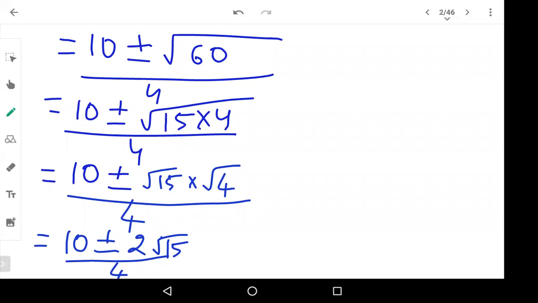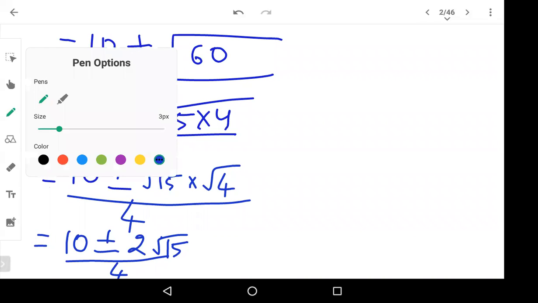Next, after that, now if you see here, we can cancel few of things from numerator and denominator.